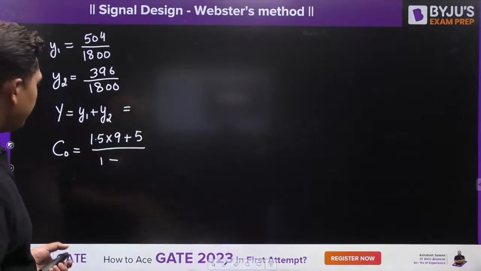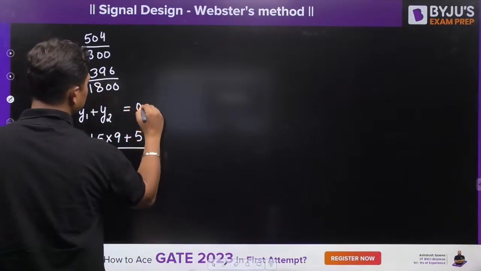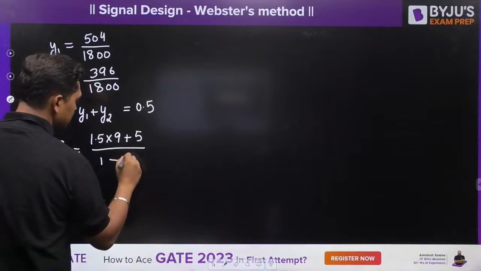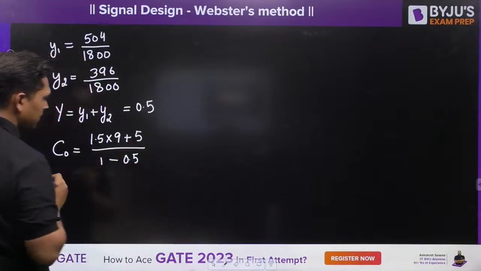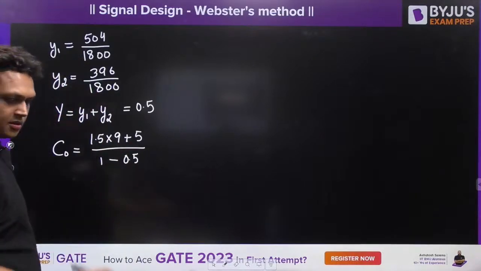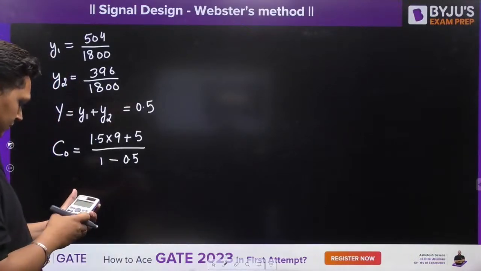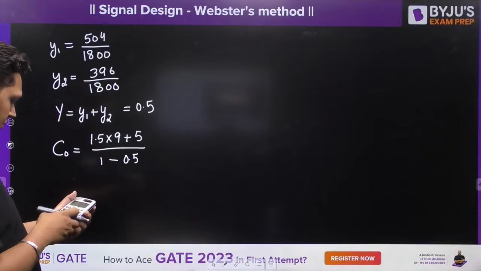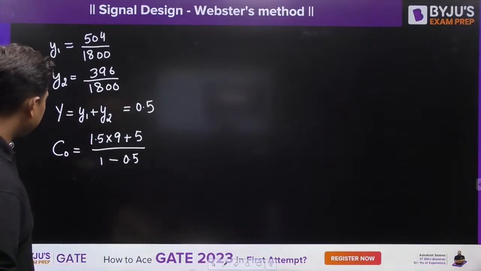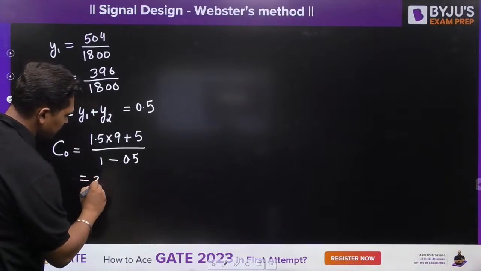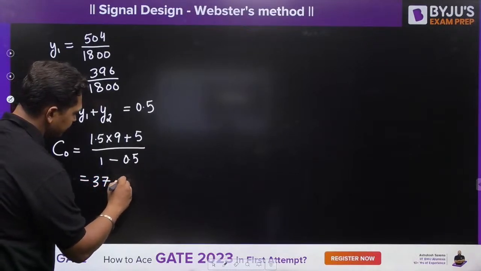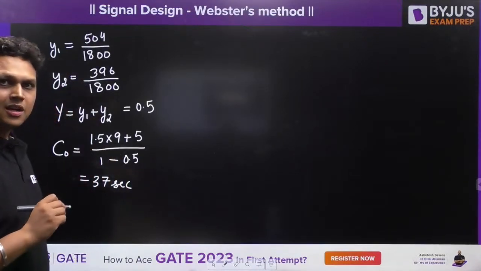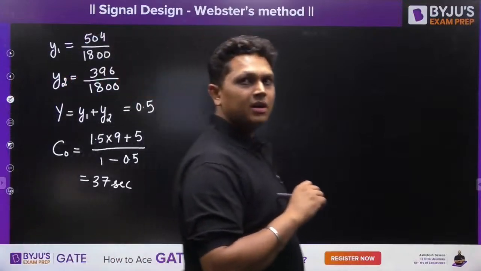It will come out to be 0.5. So if you simplify this, 37 seconds will be your optimum cycle length. Your optimum cycle length is 37 seconds.